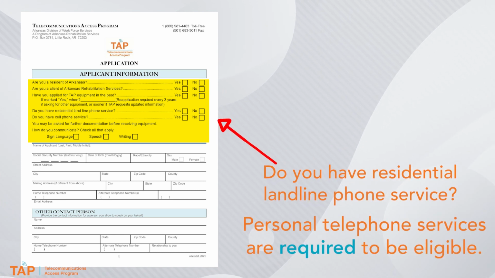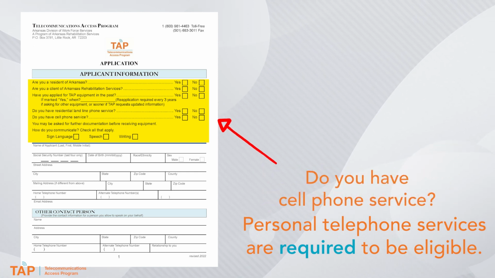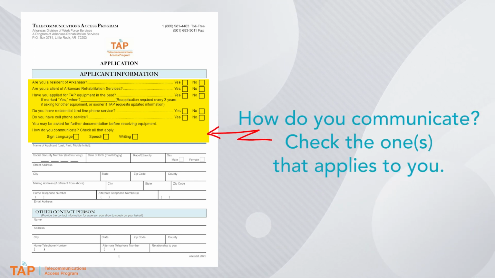Do you have residential landline phone service? We need to know what kind of phone you will be needing, a landline or a cell phone. Do you have cell phone service? How do you communicate? Do you use sign language to communicate? Do you speak? Do you use writing? Check all that apply to you.